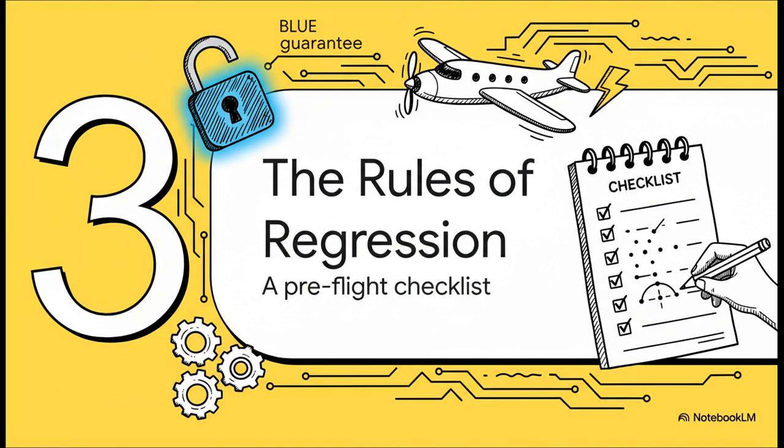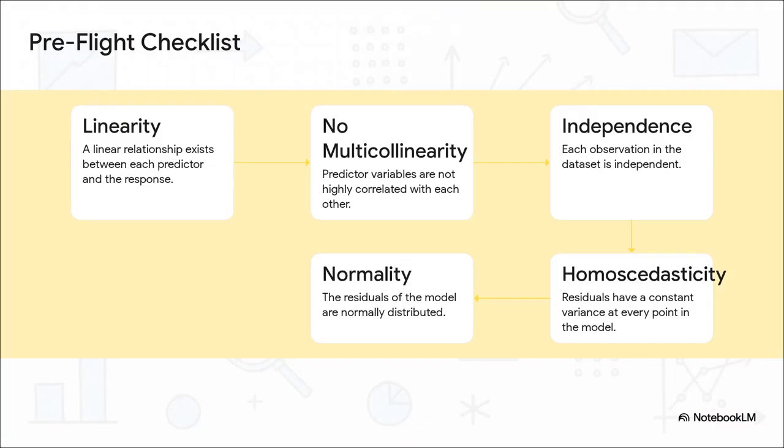To unlock that BLUE guarantee, you have to follow a strict set of rules. Think of this as the mandatory pre-flight checklist for your model. And you really don't want to ignore these rules, because a flawed model can lead to some disastrously wrong results. So, let's run through that checklist. First, your variables need a linear relationship, no weird curves or U-shapes. Second, your predictors have to be independent voices, not just echoes of each other.